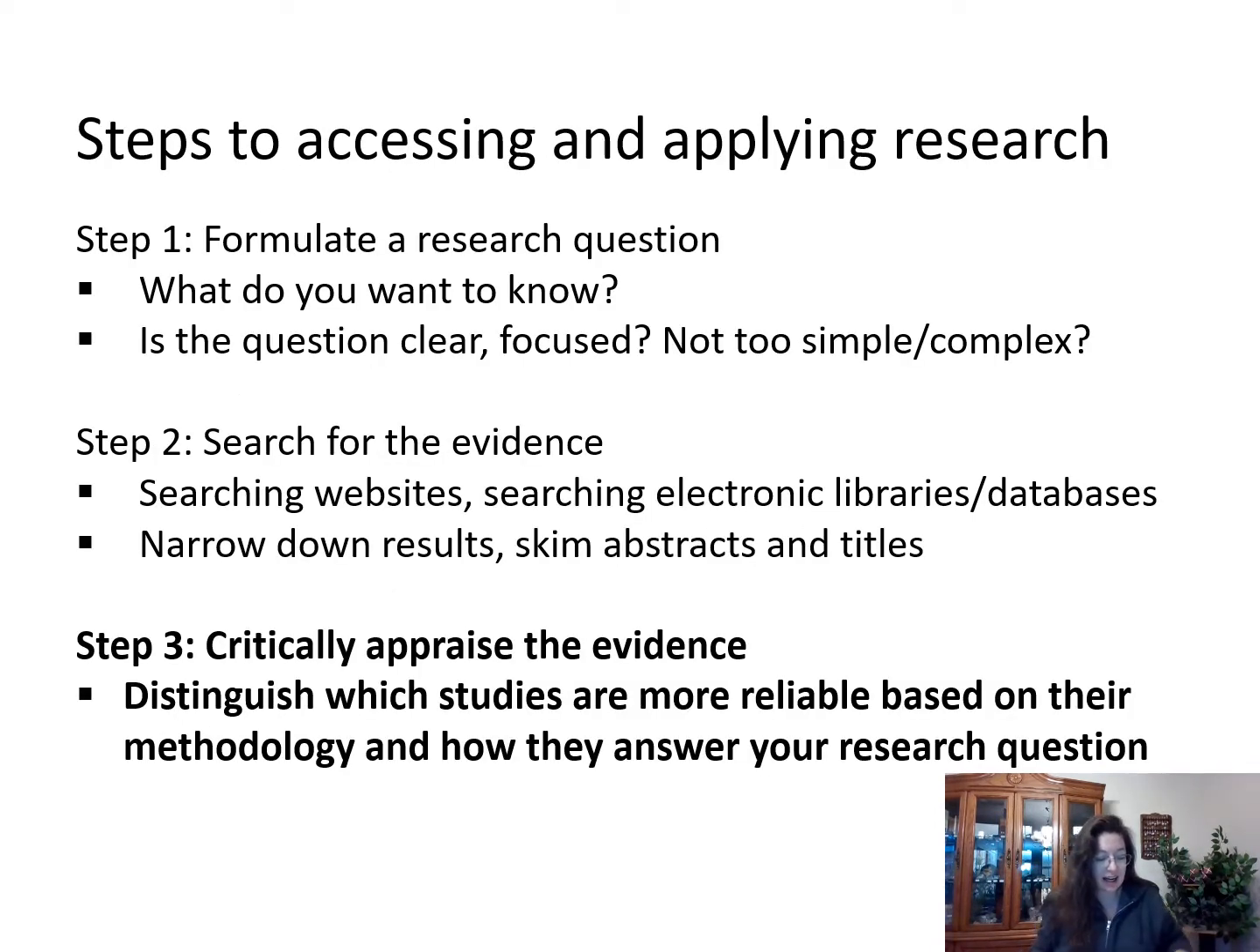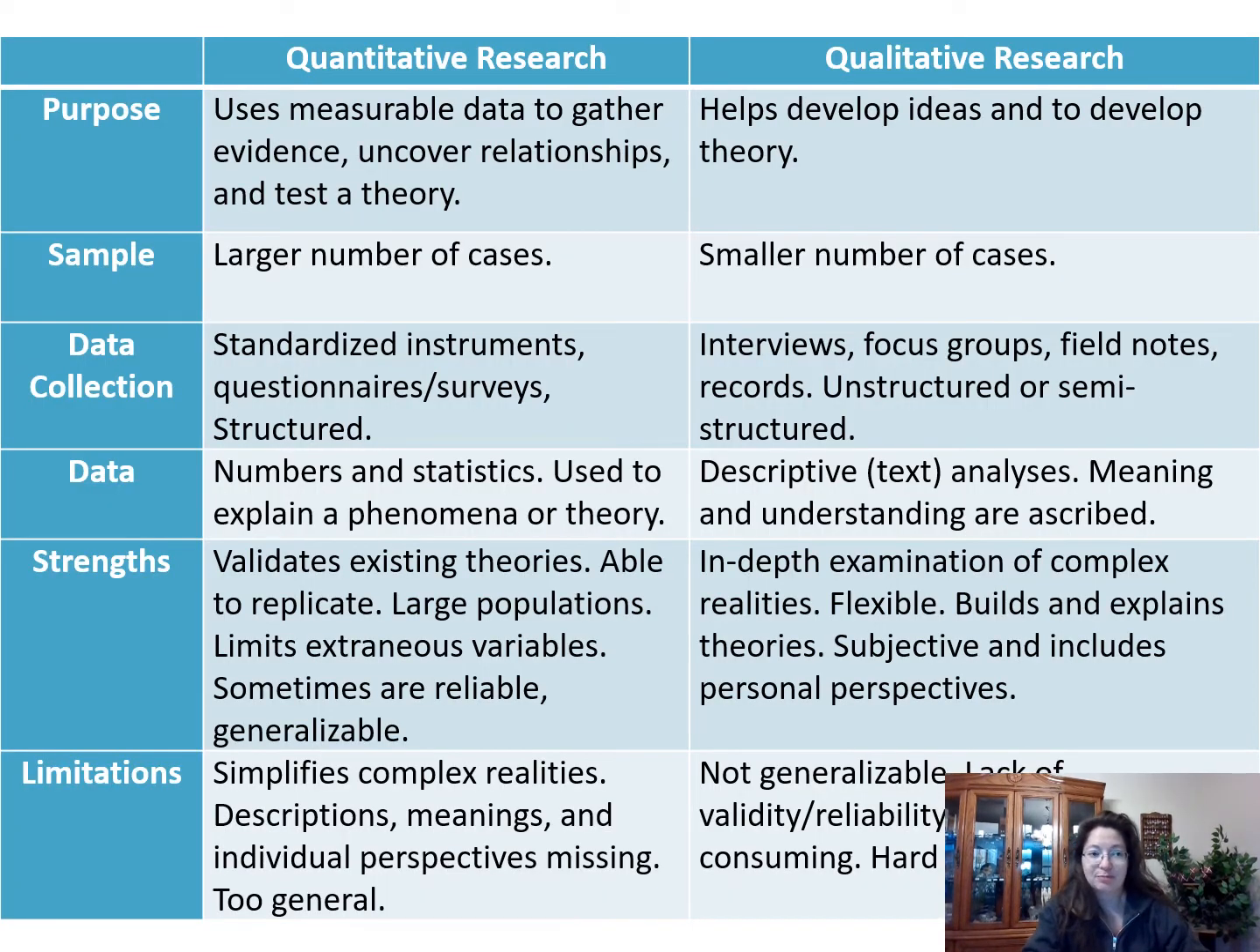So this is where we get into that step 3. So distinguishing which studies are more reliable based on their methodology and how they can answer your research questions. You can't just read an article and take for granted that what it says is accurate. You have to critically assess and critically think about what their findings are and whether their findings are actually accurate or not. Despite the fact that they've usually undergone a peer review process, there can be quite significant flaws in the peer review process. So in order to know whether an article is of high quality or not, I will now show you some things to look out for.